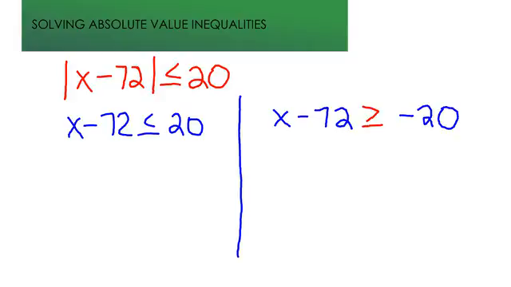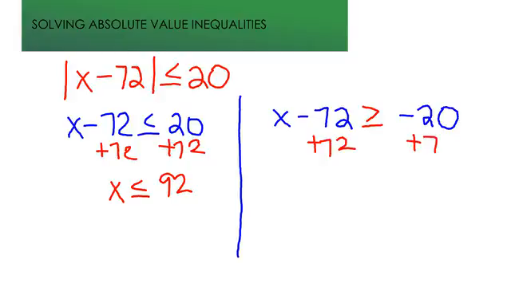If we add 72 to both sides, of course we'll get x less than or equal to 92, which is what we thought. It had to be less than 92. Also, if we add 72 on this side, we're going to get our x greater than 52, which is what we were thinking before as well. It has to be between 52 and 92 since 72 is our optimum.